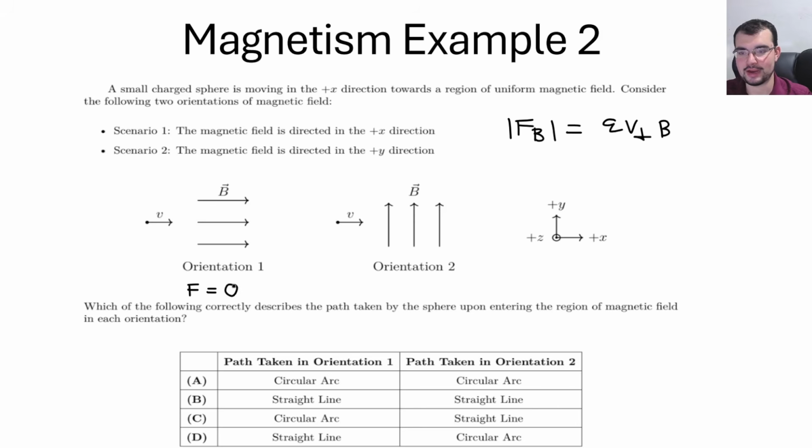And then if I try orientation 2, I have QV cross B. My palm points at me, so that actually means it's going to start curving towards me with a force QVB because it's entirely perpendicular. So what do we get? Well, in orientation 1, there's no force. So Newton's first law says it's going to move in a straight line forever. And then in orientation 2, it's going to start curving at me in uniform circular motion, so we get an arc. So we get straight line, then we get an arc.